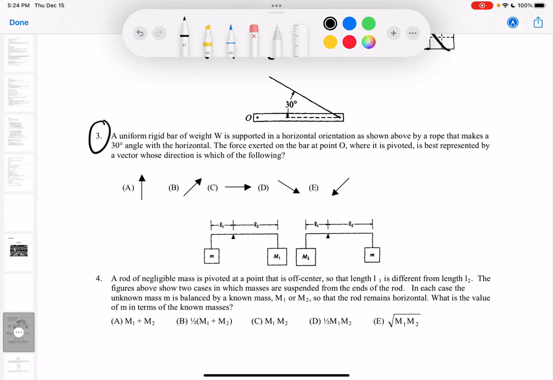So first, let's draw a free body diagram showing the forces we do know. Okay, so we have this one. This is my Ft from the string, from the rope. And we also have mg. We know that mg is always from the center of mass. And we know that the center of mass is in the middle since this is a uniform rigid bar.